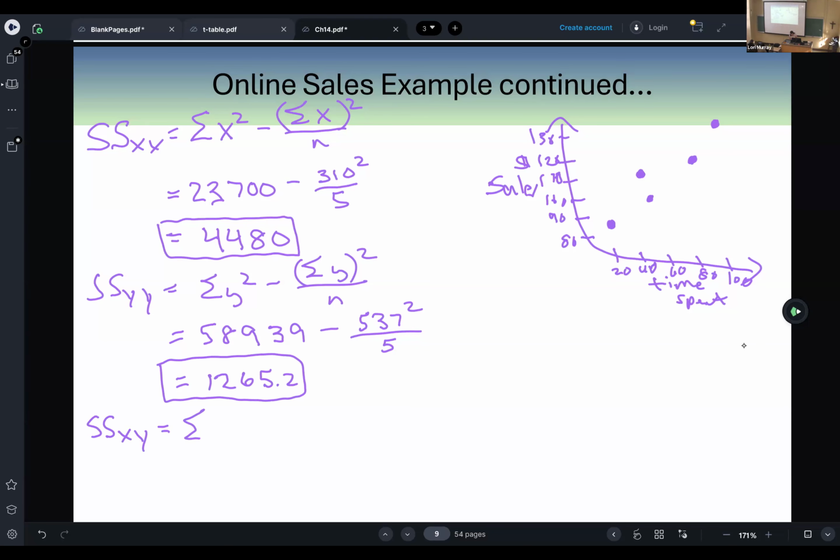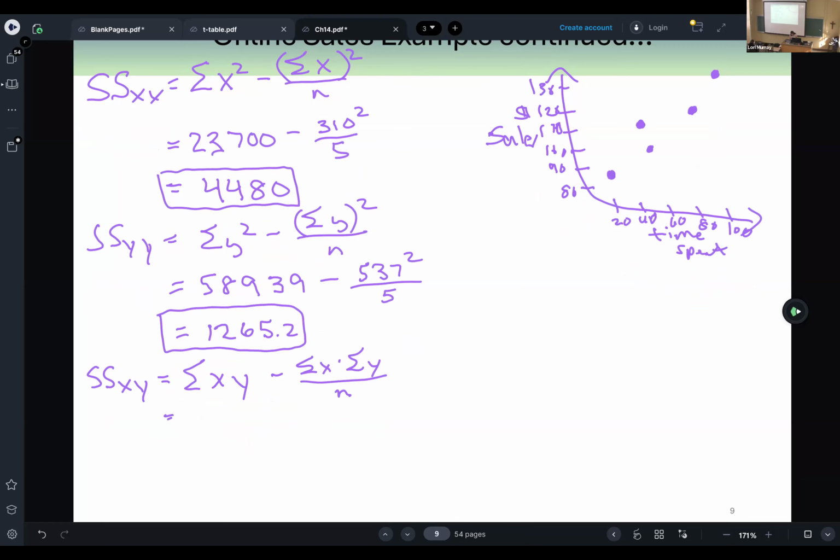So that's going to be the sum of the x and y's. Each x and y pair is multiplied by each other, and then you subtract from it the sum of the x's multiplied by the sum of the y's. I'll divide by, you can guess, n. And that is going to give us.